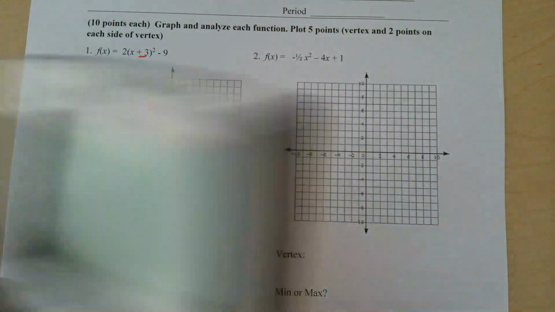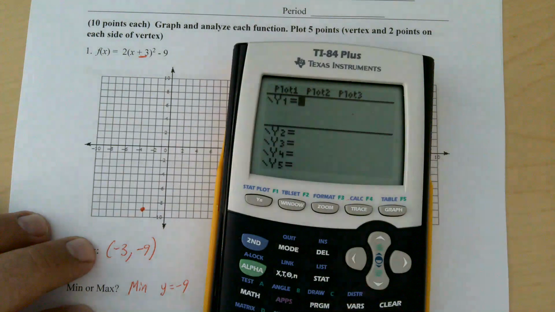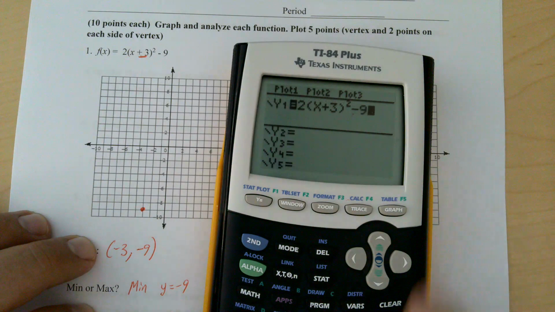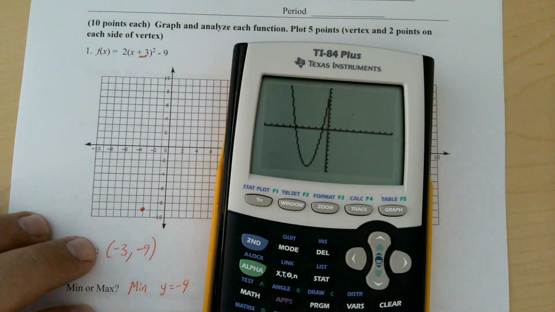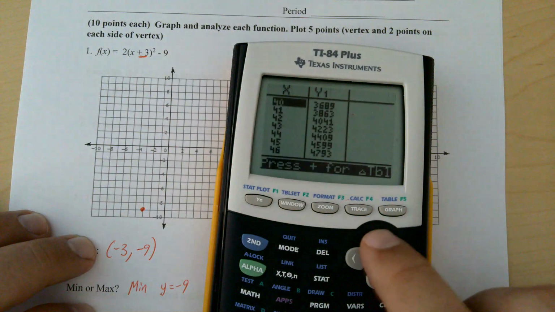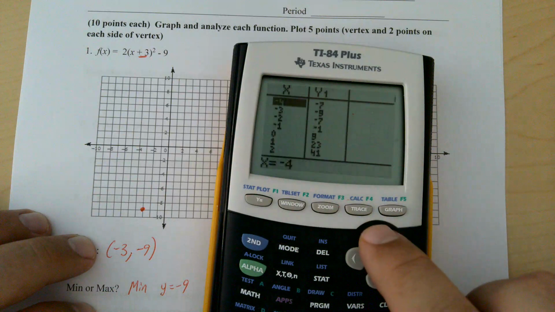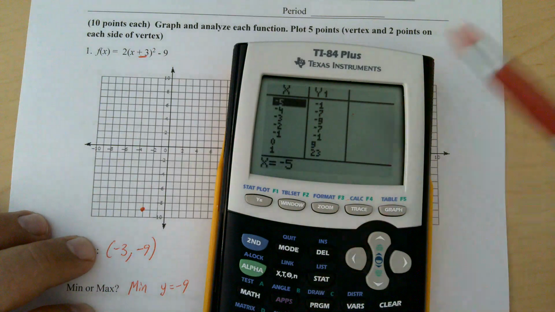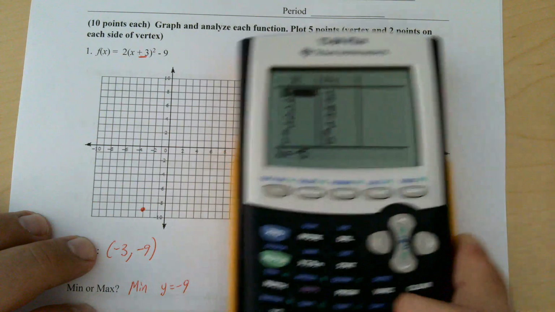Okay. So I'm going to type this into my calculator just so I can gather some more points. So go to the Y equals screen, 2 parentheses x plus 3, close the parentheses, square it, and then minus 9. And we know down here is our vertex. So knowing where the vertex is, that's where I want to position my table. So let me have my table start at negative 3, and I'm going to position it so I can see 2 points above the vertex and 2 points below. And we're going to see everything's going to be symmetrical.